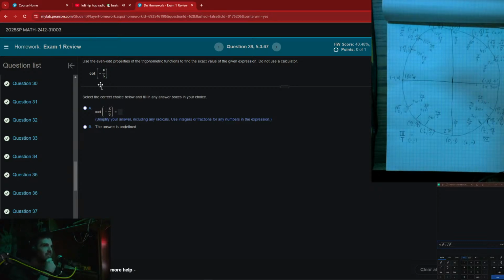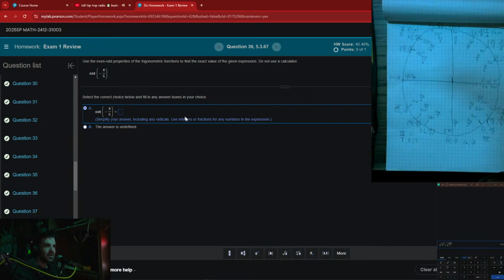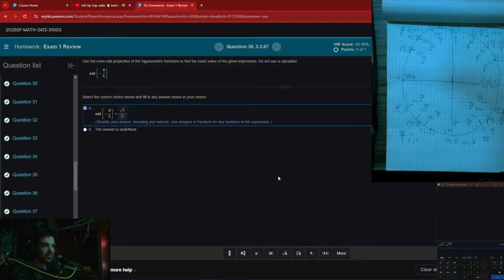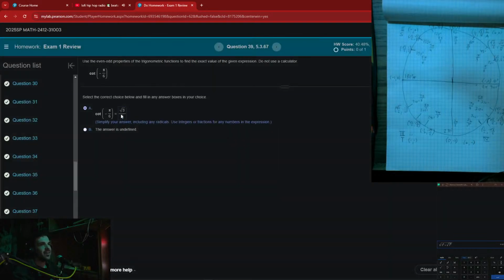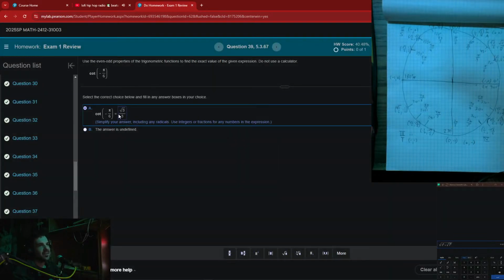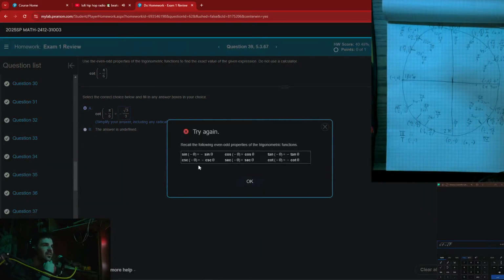But cotangent, same thing. You can do the even-odd properties thing. So pi over 6 is actually 1 over the square root of 3. So this is square root of 3. And then we just put the negative sign in front of it. Huh? Okay, maybe I'm wrong. Cotangent? Oh, I didn't put a negative at all, even though I said I was going to. That's what you get for lying. What? How? Oh, weird.